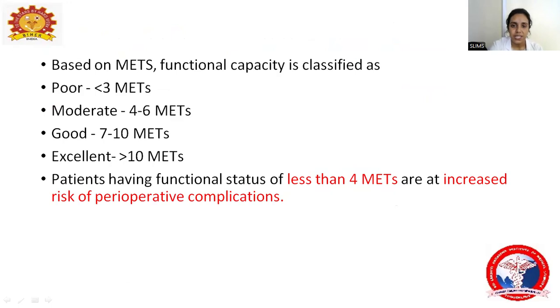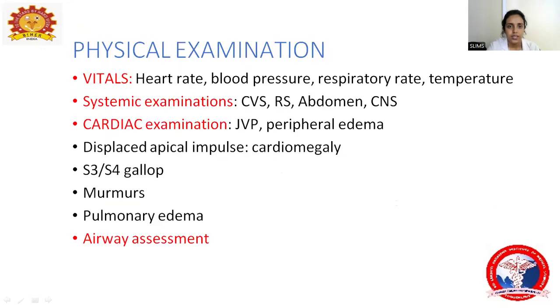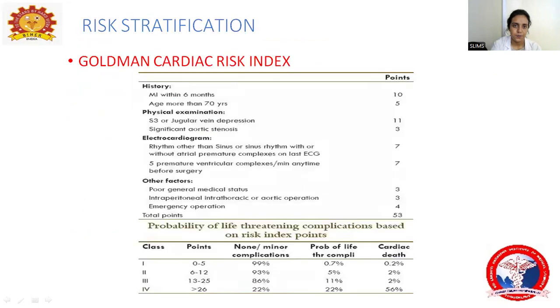Now, based on METs, how is the functional capacity classified: poor, moderate, good, and excellent. If it is less than 4 METs, then there is an increased risk of perioperative complications. Physical examination about vitals, systemic examination, cardiac examination, airway examination, this has to be done for all the patients.